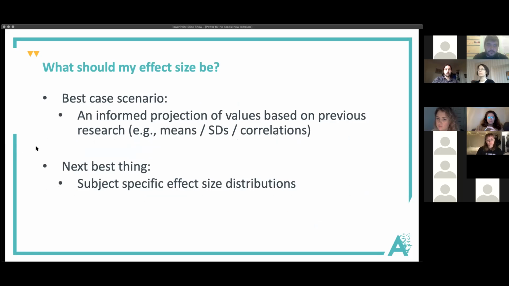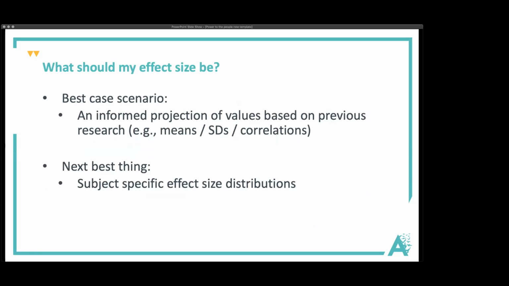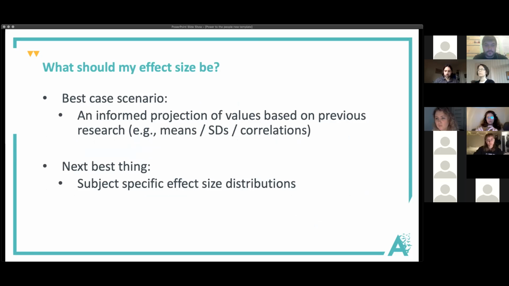So the best case scenario, which you will need for the more complicated power analyses, is an informed idea about what values you expect based on previous research. For example, the means and standard deviations, and if you're looking at within-subjects designs, the correlations between them. You need quite a lot of information to have a really fully informed power analysis. But the next best thing you can have is subject-specific effect size distributions.